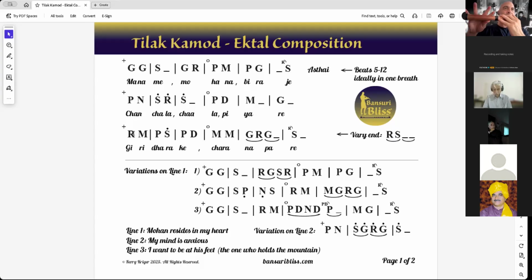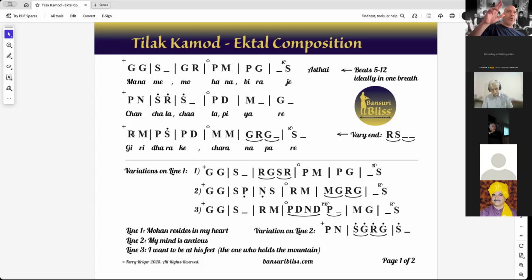Even from that pa to sa, we said we're going to go re sa, but there's a ni in the middle. We could just slide. We could use meend. We can use any ornaments that we want. For me, the first question is, should there be an ornament? Yes, there should be an ornament. What the ornament is is up to the musician. As long as there's an ornament, it will probably sound better than if there's no ornament. Then the question is, which ornament are you going to use?